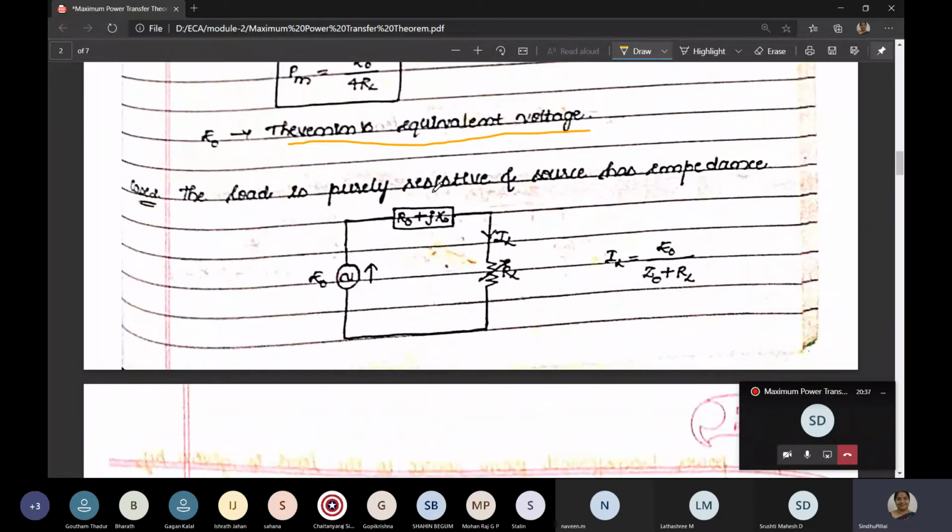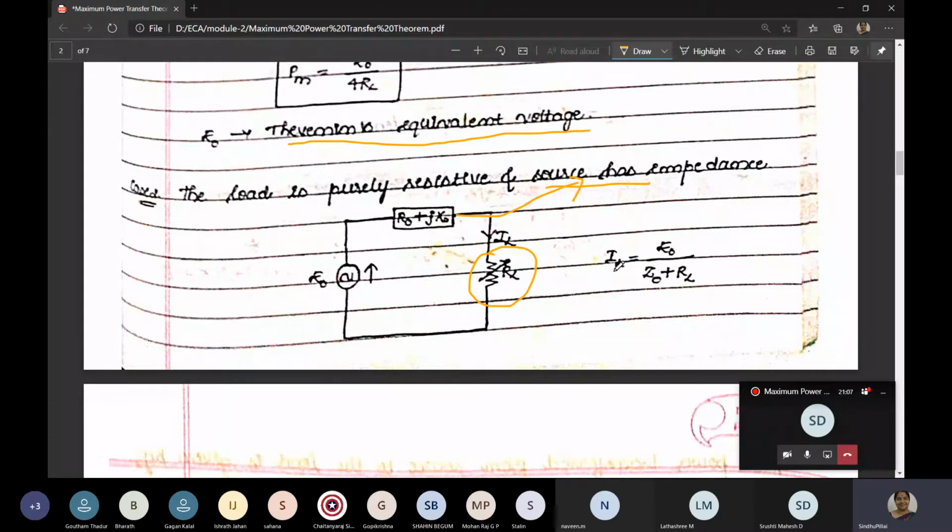The load is purely resistive. Getting it? The load is purely resistive. That means it is only RL here. The load is purely resistive, and the source has impedance. When it has impedance, it will have some J term. So the source will be R0 plus JX0. It is having impedance. Okay, it is R0 plus JX0. We don't know what it is, capacitance or inductance. We have just written it as R0 plus JX0.